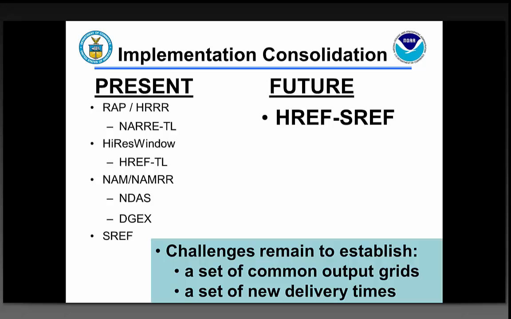Jeff, thank you very much. In your strategy of moving to two dynamical regional cores, what's the evidence that two is the right number and not one?